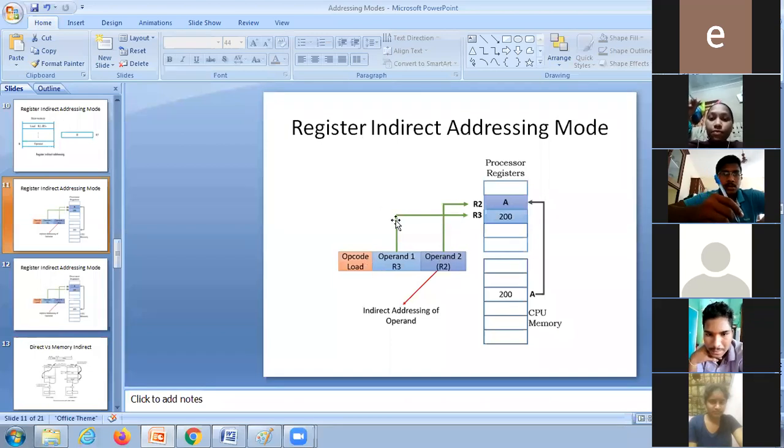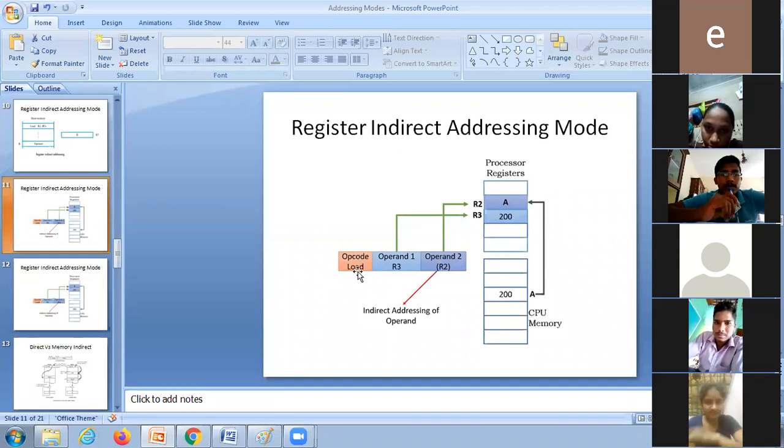See here, R3. This is the processor register set, or processor registers. This is CPU memory or main memory. Okay. R3. Here R3 contains how much? What is the value in R3? 200. The value in R3 register is 200. Then this here is operand 2.